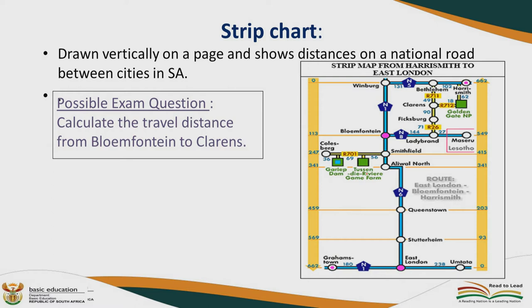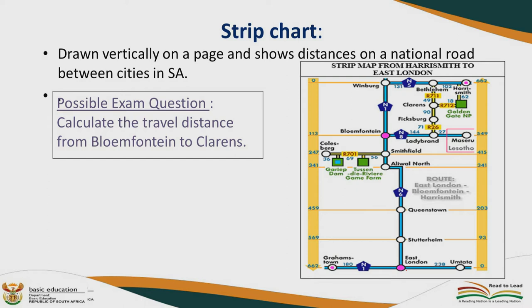This example that we are working with today, it is a strip chart from Harrismith to East London. So now if you look at this map, the distance here at the bottom from East London up to Harrismith, the distance here on a straight line, it is 662 kilometers. That is the distance from East London to Harrismith. And then if you want the distance from East London to Queenstown, it is 203 kilometers.